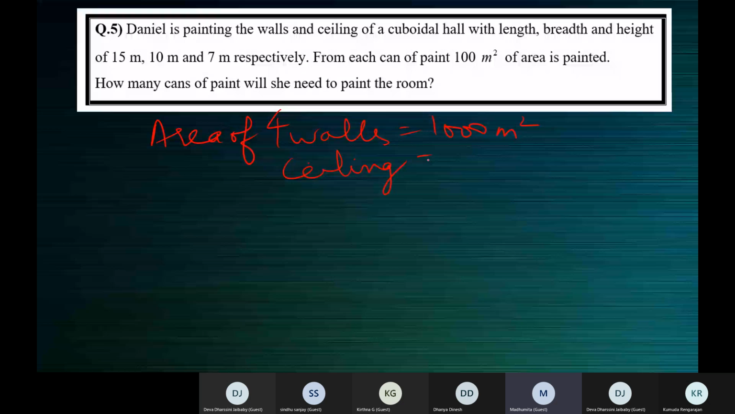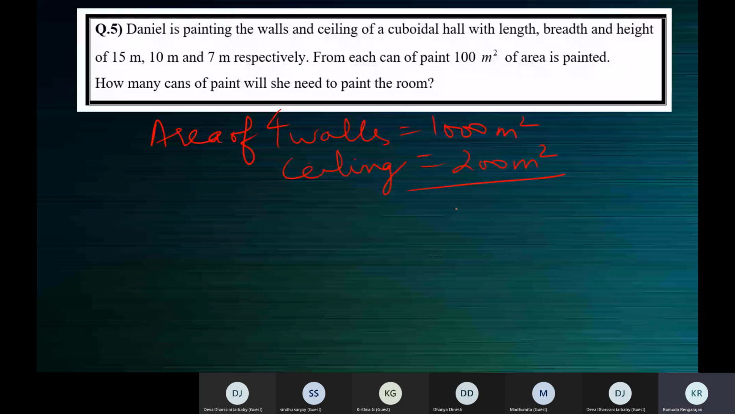Area of the walls plus area of the ceiling, ma'am. Now, what is the total area that is to be painted? Add and tell me. 1200 meters square, ma'am. 1200 meters square. Yes, ma'am.